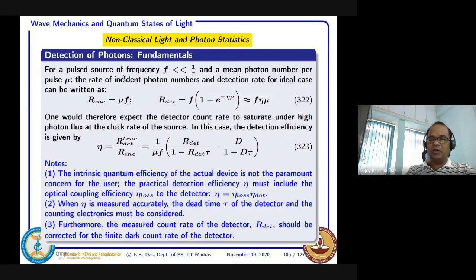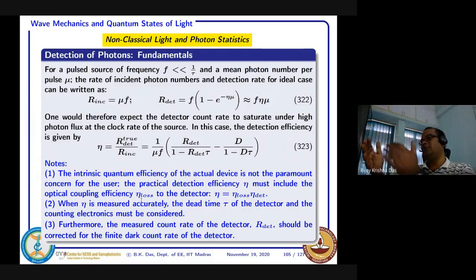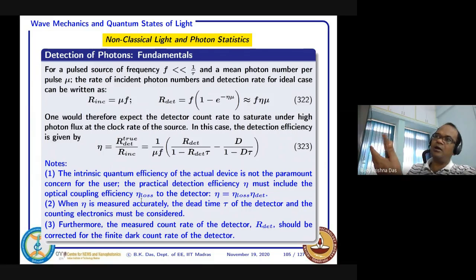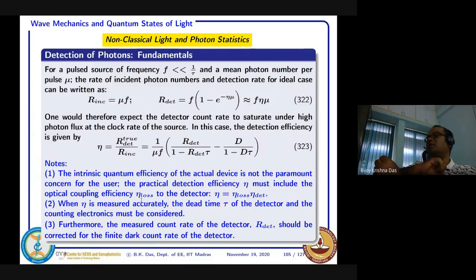Okay, but you always have some practical limit. Practical detection efficiency eta must include the optical coupling efficiency. You know your photon streams are coming, but as I discussed earlier, it depends on how much area there is, whether the entire beam is falling onto the surface of the detector, or if you are using an optical fiber. Say that core size is about 10 micron. That 10 micron core size should be completely coupled to the photodetector surface. Otherwise there will be some kind of coupling loss.